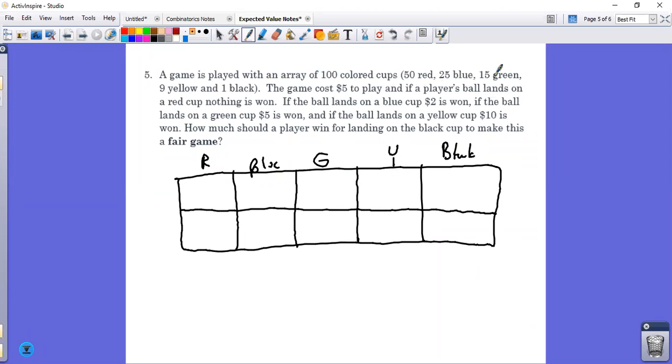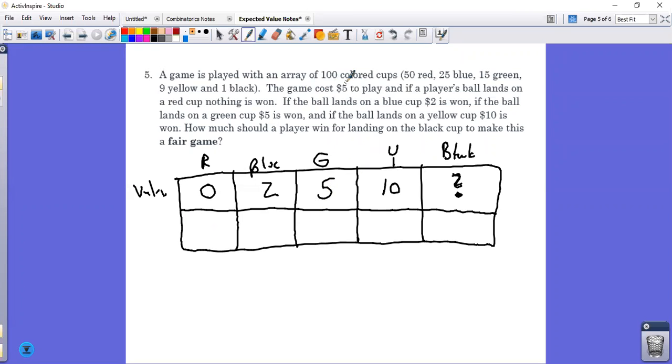The game costs $5 to play, and if a ball lands in a red cup, nothing is won. So the value of a red cup is 0. If the ball lands in a blue cup, $2 is won. If the ball lands in a green cup, $5 is won. And if the ball lands in a yellow cup, $10 is won. So the question is, what should we make the value of this one black cup so that this is a fair game?